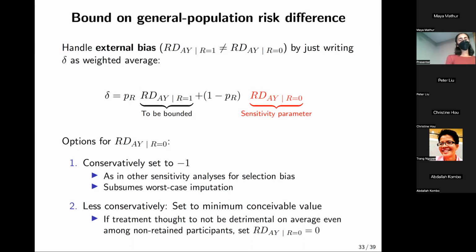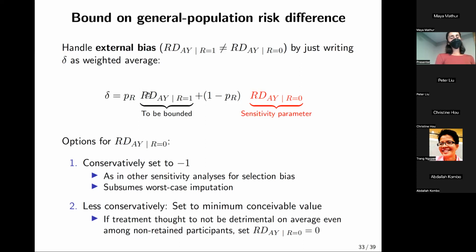Less conservatively, though, the point of having this as a sensitivity parameter is that we could choose to set it to something else, right? We could choose 0 if we think it's unlikely that the treatment is detrimental on average, even among the non-retained participants.